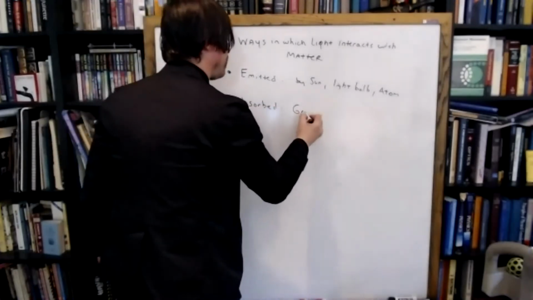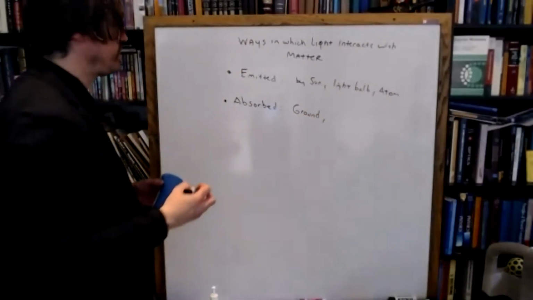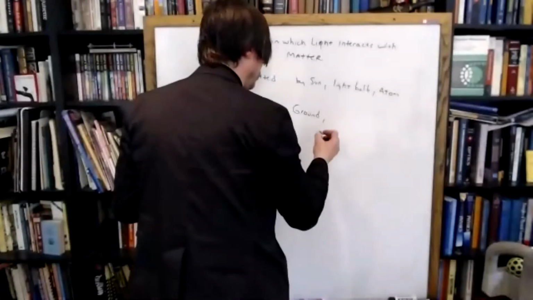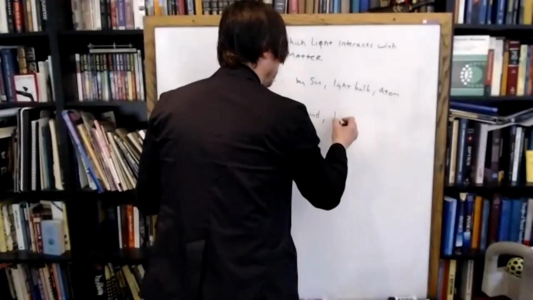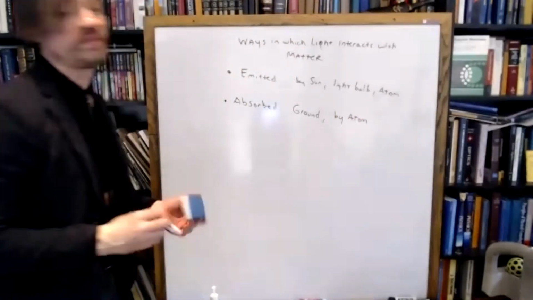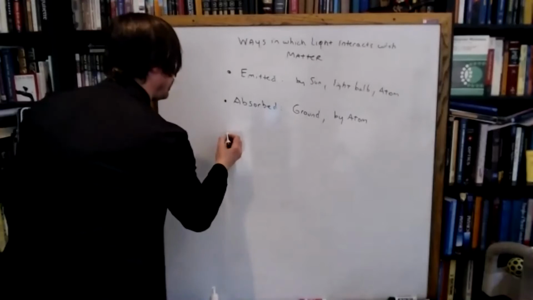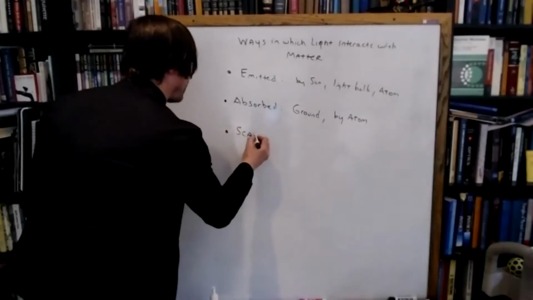Absorbed by the ground. It can be absorbed by a planetary surface. It could be absorbed by an atom, which is sort of the same thing, just happening at the microscopic scale. Light can also be scattered.